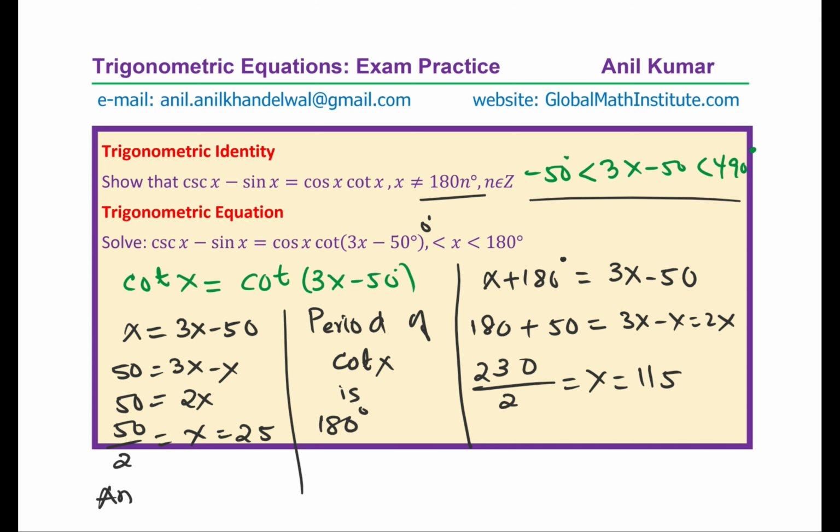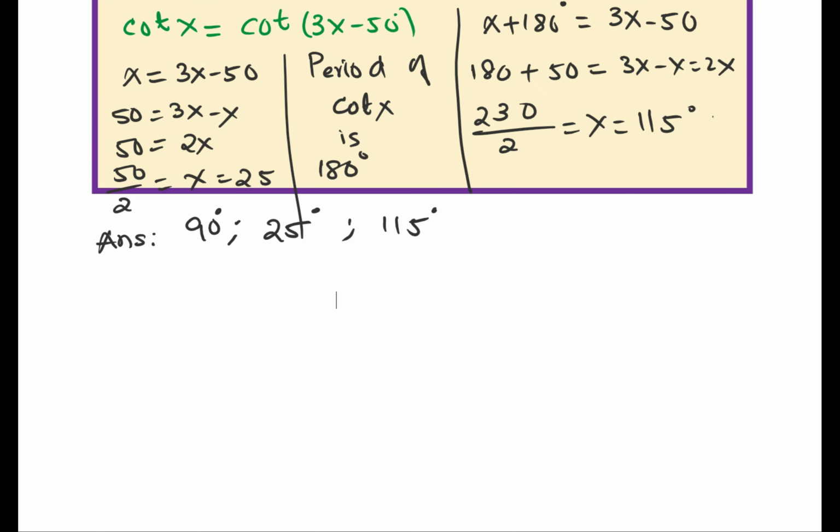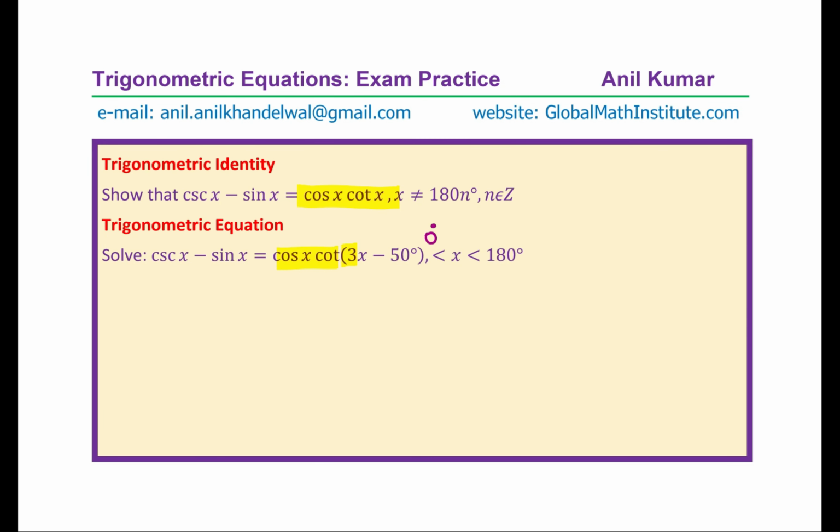So our answers are, in this case, 90 degrees for cos x equals 0. The others are at x equals 25 degrees and 115 degrees. Is that clear to you? So that is how we'll find the solution to this equation. So it's very important to understand how we solve such equations.